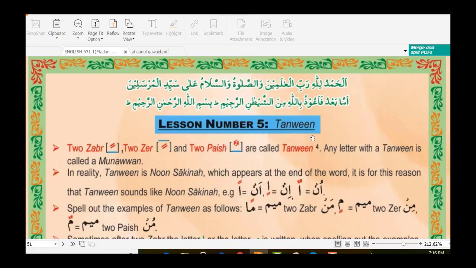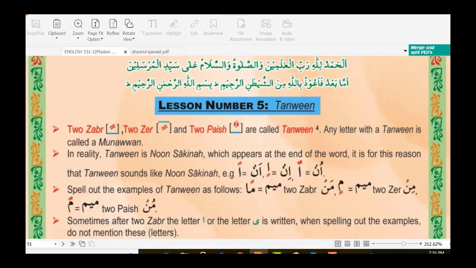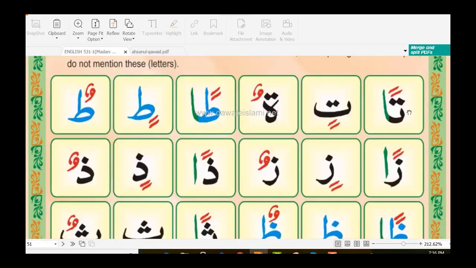And tanween sounds n at the end. For example, if you say ba double dhamma bun, it sounds bun, n at the end, bin, n at the end. So the last sound of the letter would be n. This is tanween, and we are going to do the examples. By the examples, inshallah, you will learn more. I'm teaching you just the first 2 lines today. Inshallah, in our next video, I will be completing lesson number 5, and inshallah we will start lesson number 6.